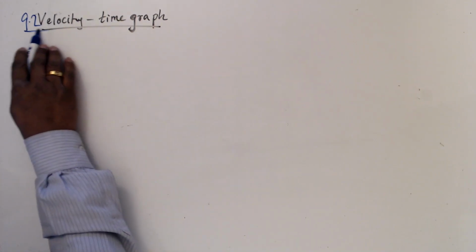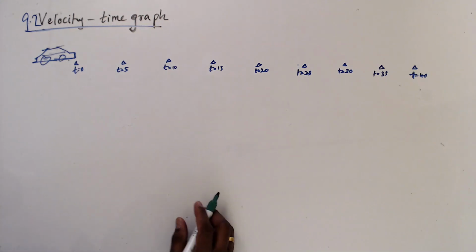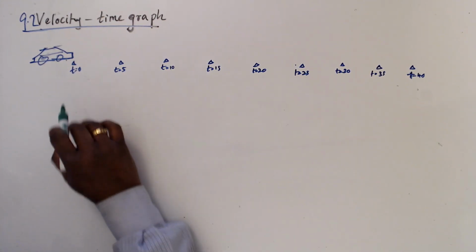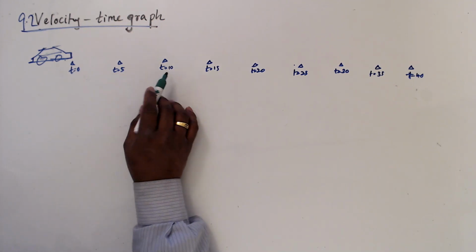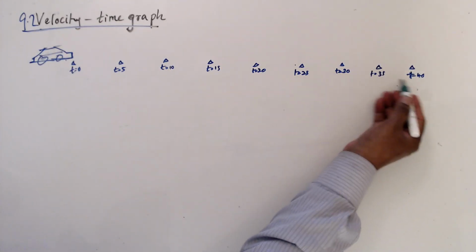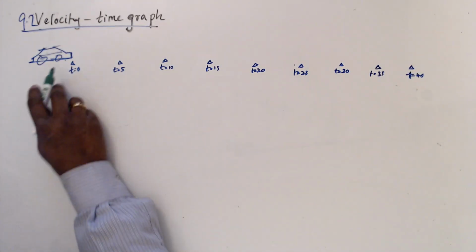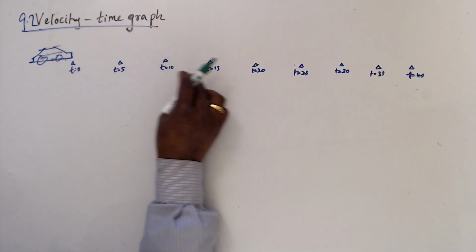And 9.2, velocity-time graph. Here, the time equals 0. This is in seconds: 5 seconds, 10 seconds, 15, 20, 25, 30, 35, 40. So we are going to get the speed of a car at those points.